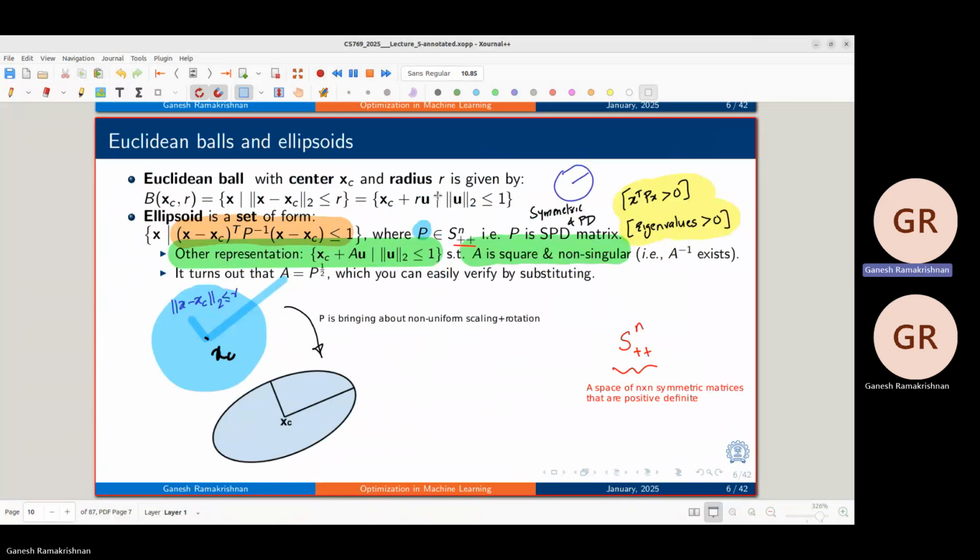Is it that it could just collapse along some non-trivial u? See, what does it mean to say A is non-singular? There's a non-trivial u, which means u is different from 0, for which Au may just become 0, and it collapses to the center. That you don't want, right? So very intuitive conditions.